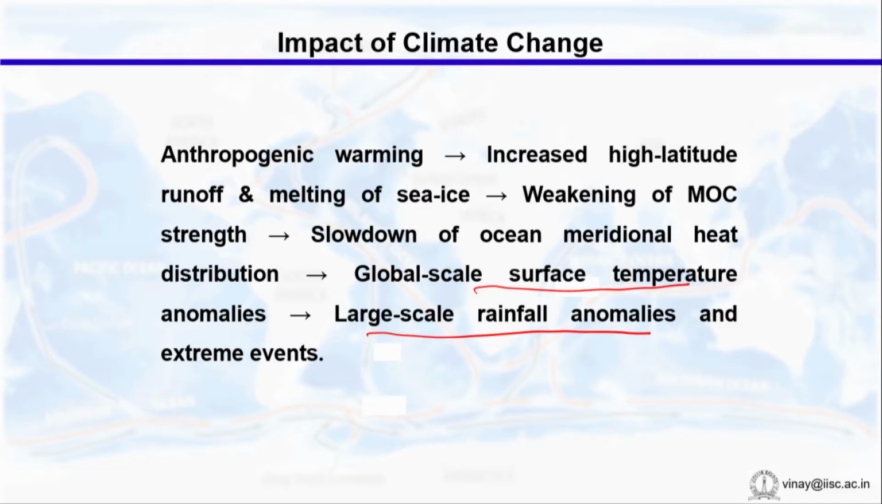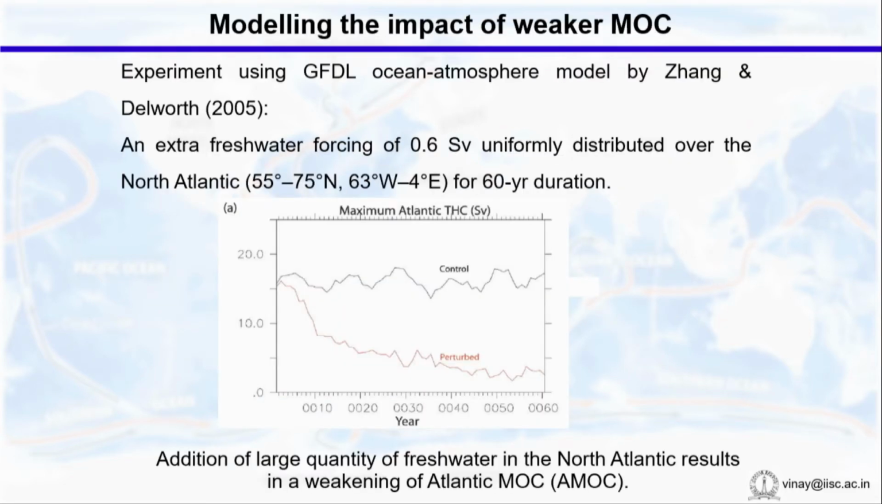Now, there have been model studies to document these processes. Let me show you one example. This experiment was done by Zhang and Delworth, and this was done by using a coupled ocean atmospheric model. In order to understand a possible impact of global warming on the thermohaline circulation, what Zhang and Delworth did was to carry out two experiments.